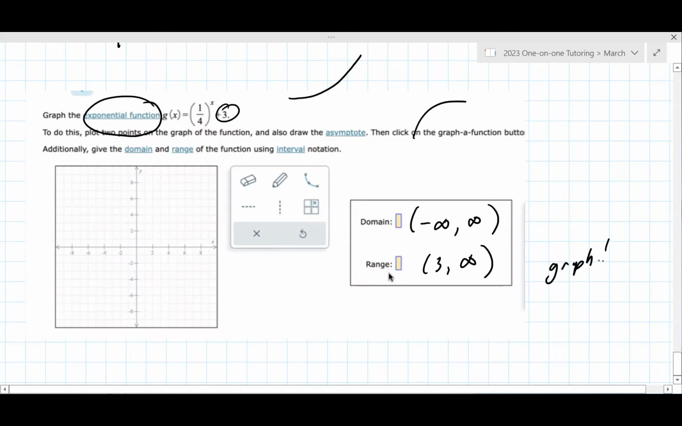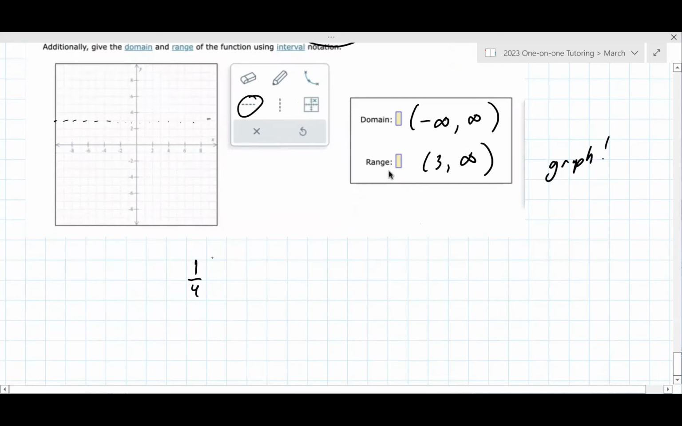Okay. But there's kind of ways to do these without you having to be very sophisticated about it. So now to do this, how many points does it want? 2 points and the asymptote. Okay, let's start with the asymptote. It's y equals 3 because of that 3 there. Yep. And that's what I was mentioning. It's either going to approach that from the bottom or from the top. We'll see here in a moment.